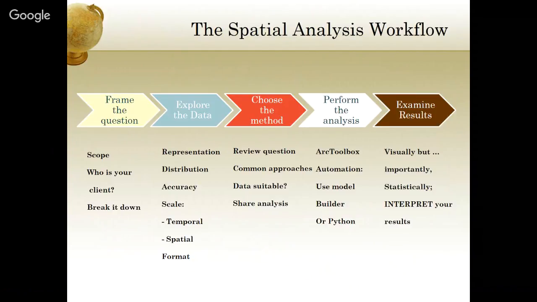When you perform a spatial analysis, there's a general workflow here. Generally, you're framing the question. What is the problem I'm attempting to solve? What's the scope of that problem, both spatially and temporally, and what data do I need to answer that? And so exploring our data, is the data I have suitable, both in its distribution or its accuracy, or its spatial scale to answer that question.